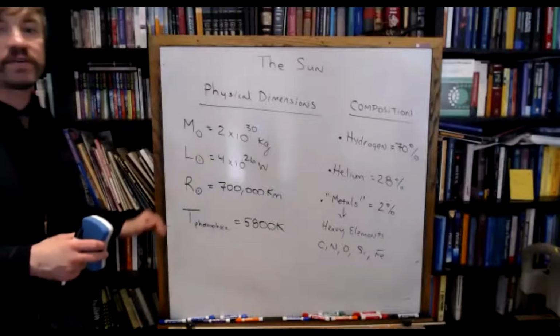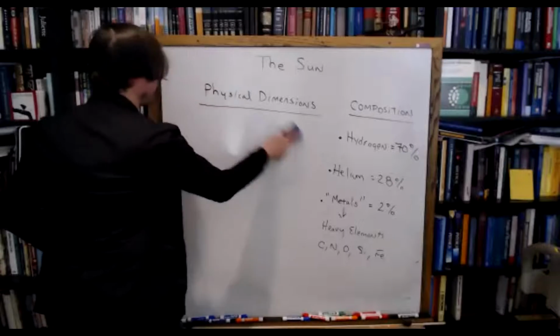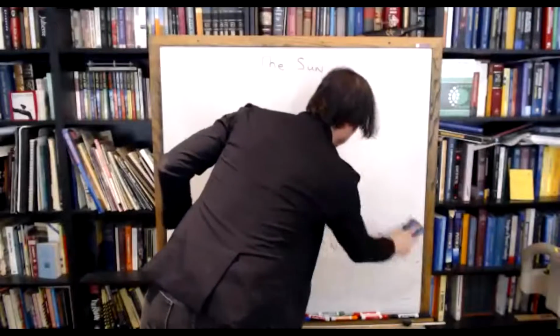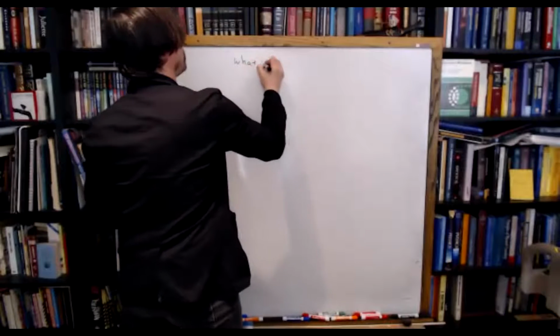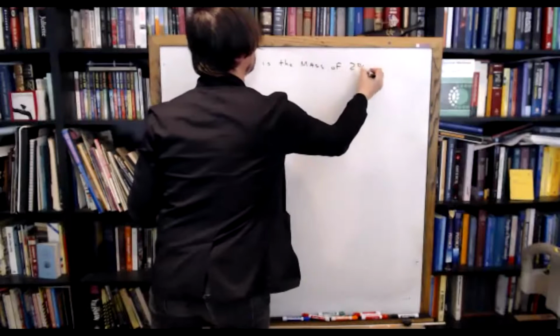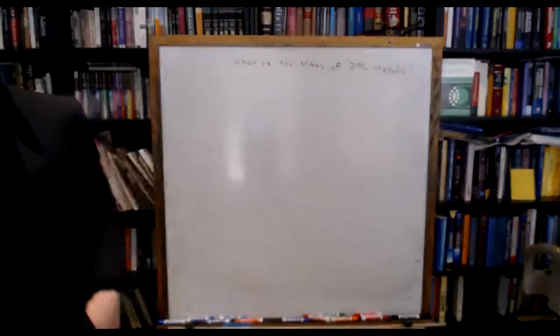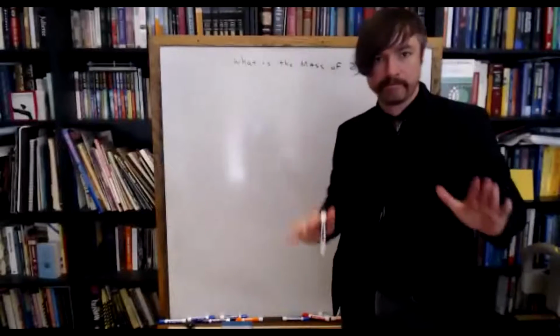Class, I'm going to be erasing here, so shout at me if you're unhappy about that. Okay. Sample problem for the class. What is the mass of the 2% metals in the sun? Someone want to talk to me and tell me what they think the answer to that is? How do I solve that problem?